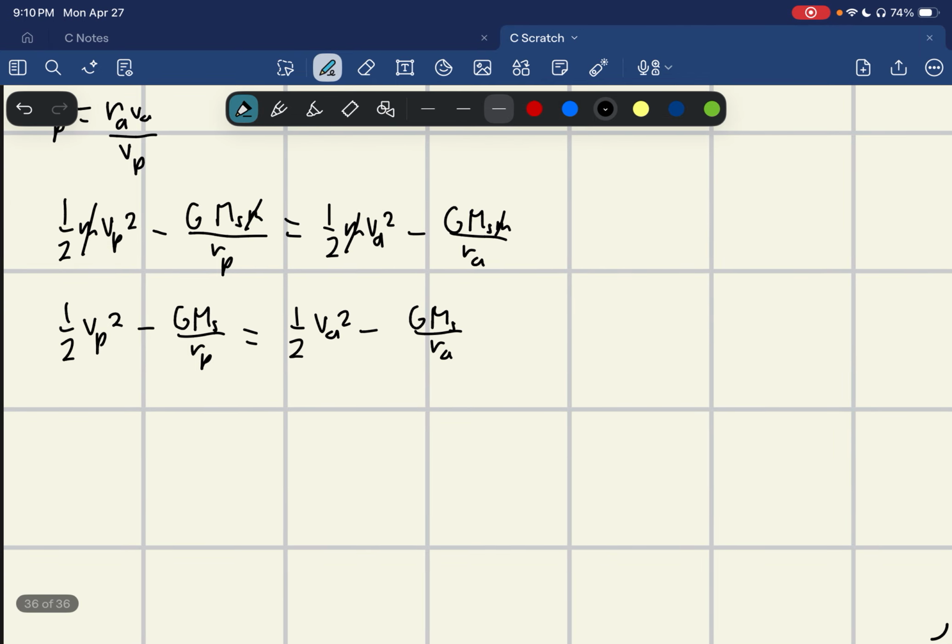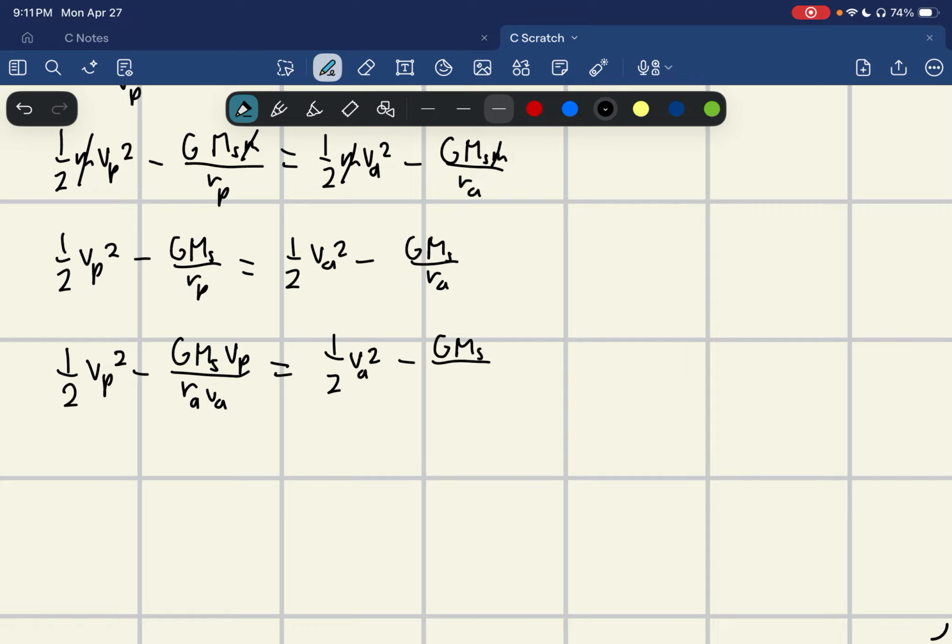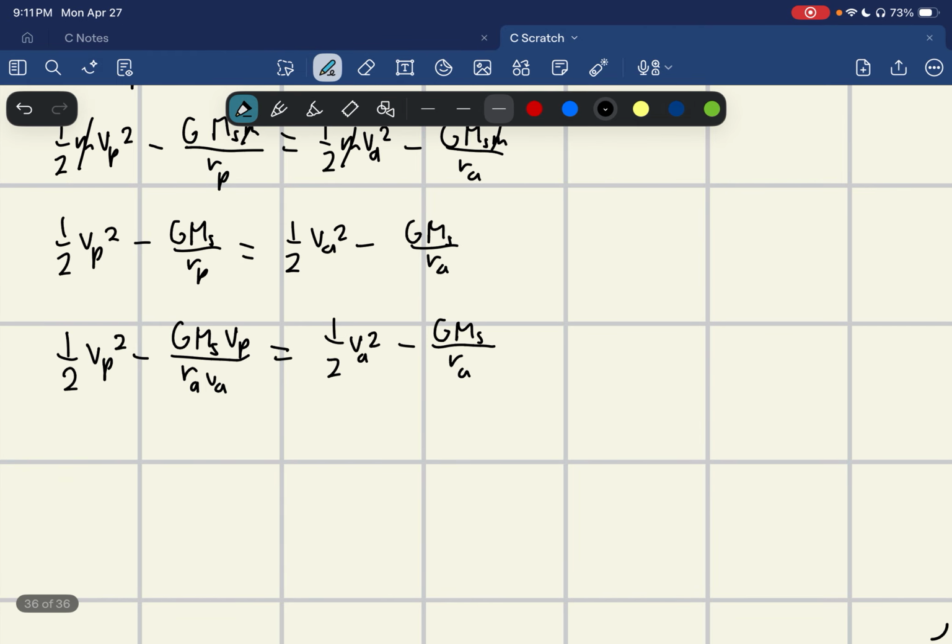And then here, I'll replace rp with what we found earlier. So it turns into 1/2 vp squared minus G Ms times vp all over ra va is equal to 1/2 va squared minus G Ms all over ra. And then here, I'm going to move everything with 1/2 to one side and everything with G Ms to the other side.